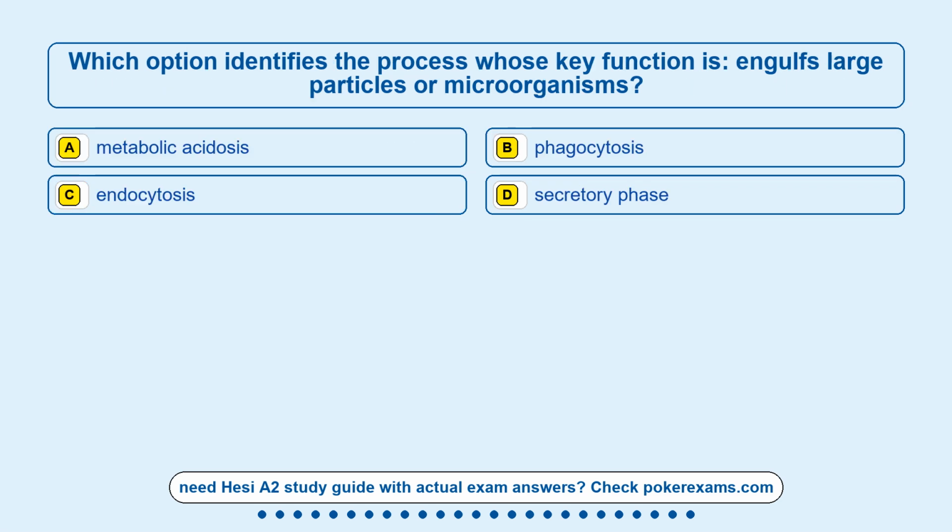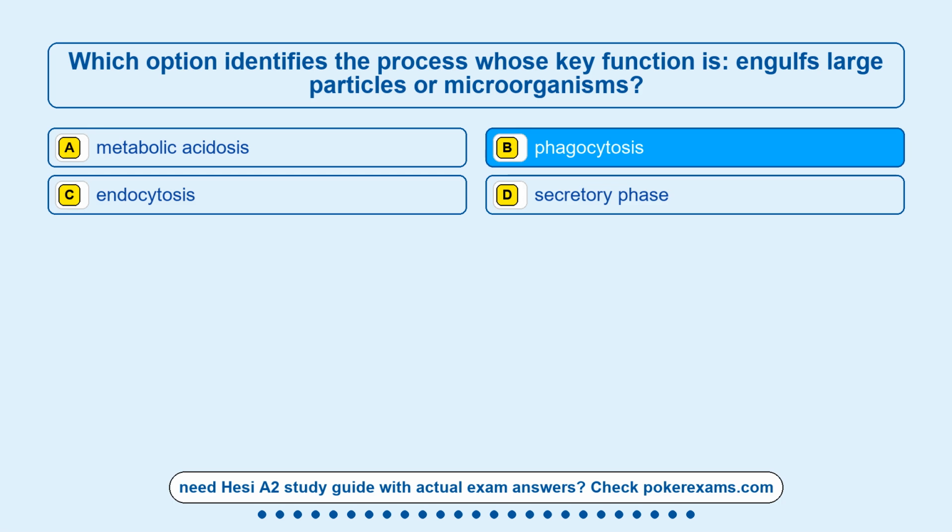Question 25. Which option identifies the process whose key function is engulfs large particles or microorganisms? Option A, metabolic acidosis. Option B, phagocytosis. Option C, endocytosis. Option D, secretory phase.